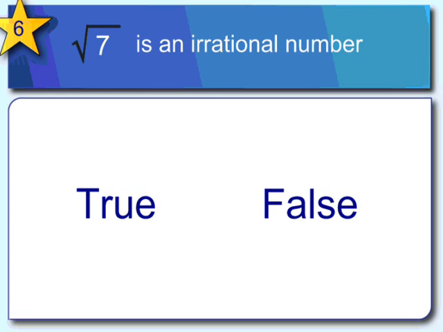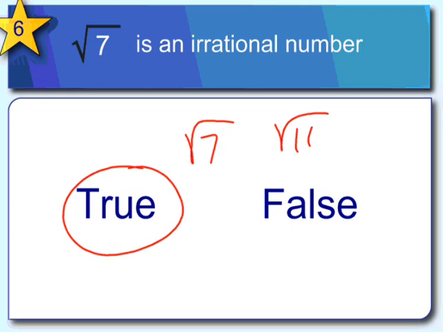The square root of 7 is an irrational number. The answer there is true. As we mentioned, the square root of any prime number is an irrational number, or any square root that doesn't come out. There's no number times itself that would give you 10. So those would both be irrational numbers.